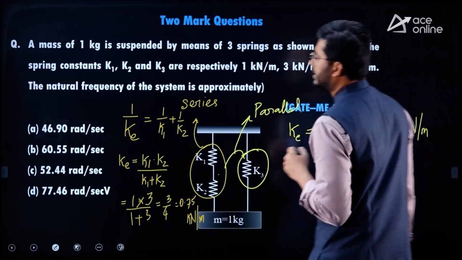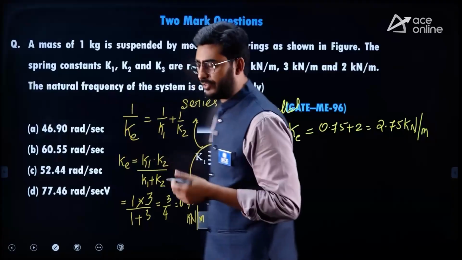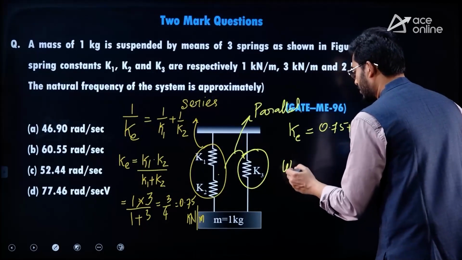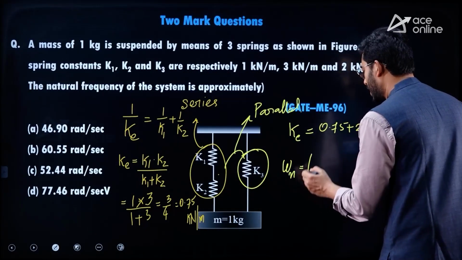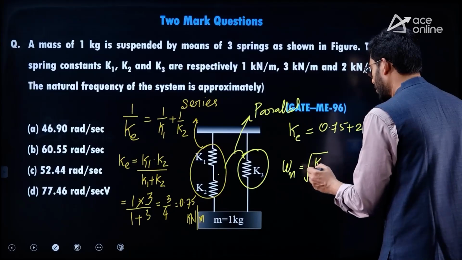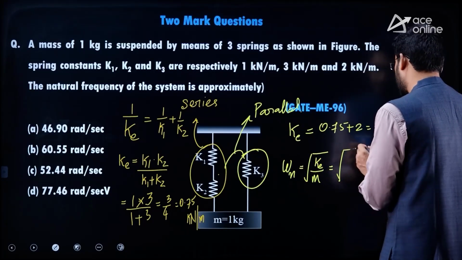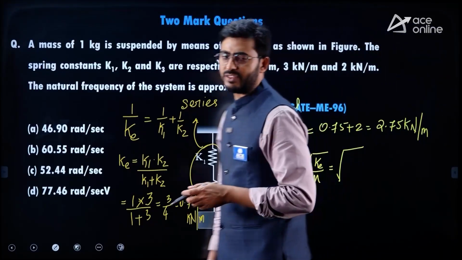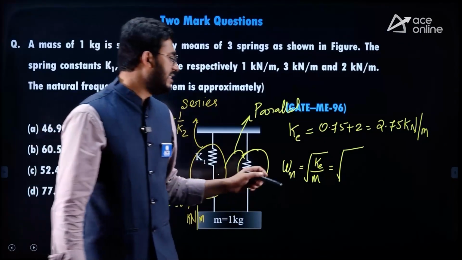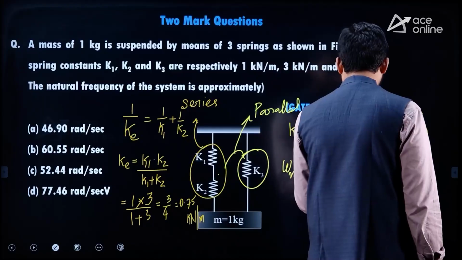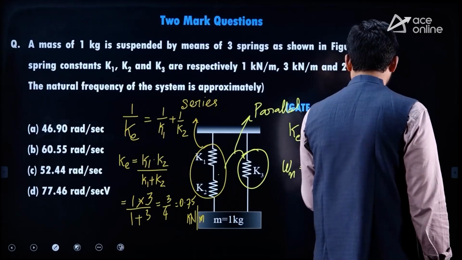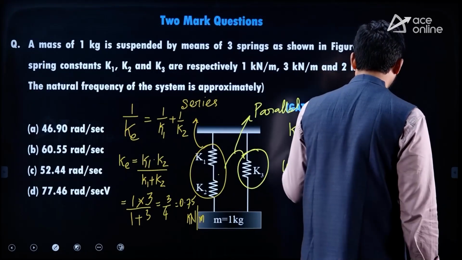So now in the question they have been asked to calculate the natural frequency. So the natural frequency is given by omega n, which is equal to root over K equivalent divided by m. So equivalent stiffness is 2.75 kilonewtons, which is approximately 2750. So this is 2750, mass is 1 kg. So 2750 divided by 1 and under root of that.